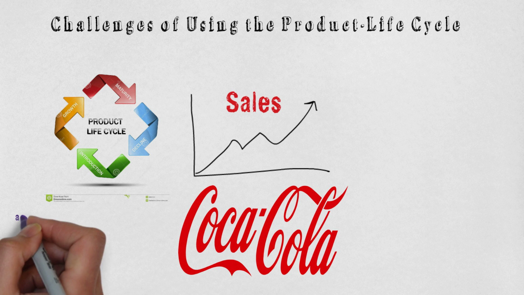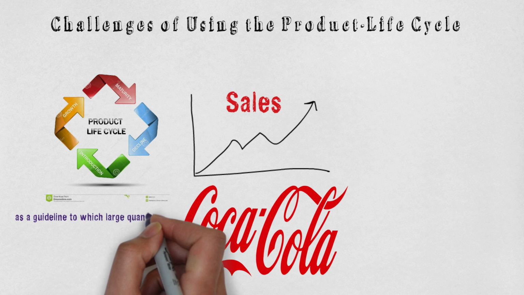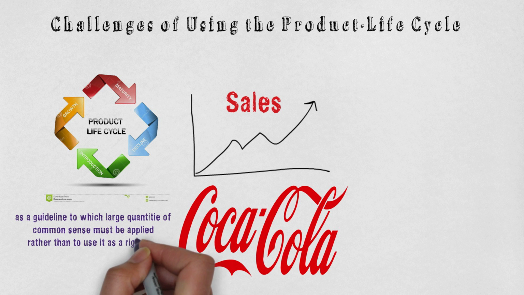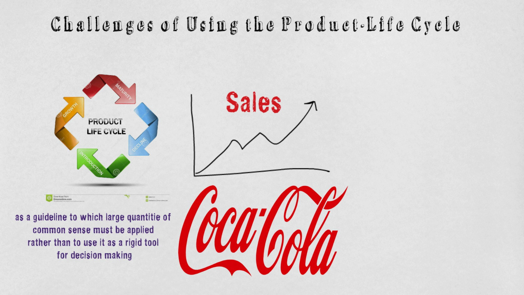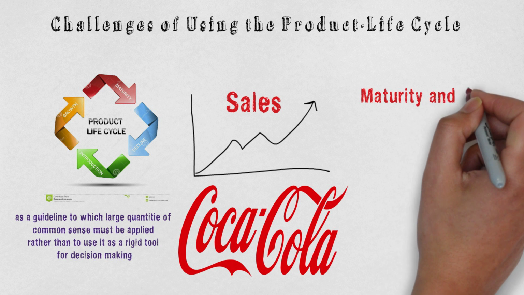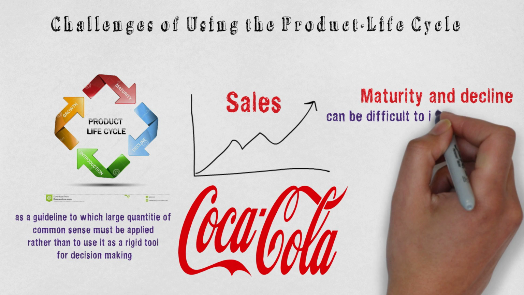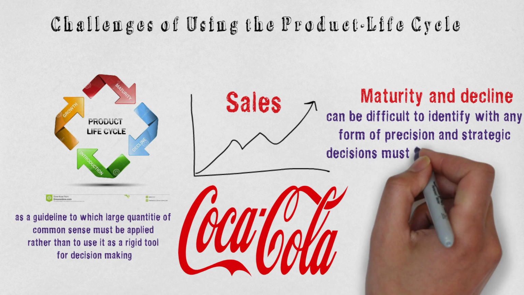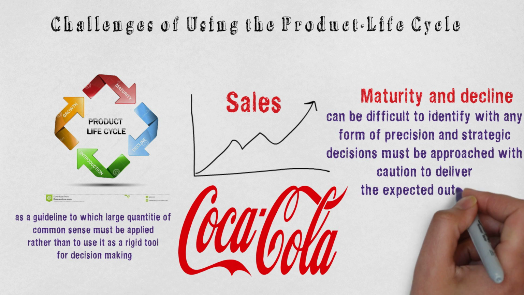Because of this, it's important to use the product life cycle as a guideline to which large quantities of common sense must be applied, rather than to use it as a rigid tool for decision making. Maturity and decline in particular can be difficult to identify with any form of precision, and strategic decisions must be approached with caution to deliver the expected outcomes.